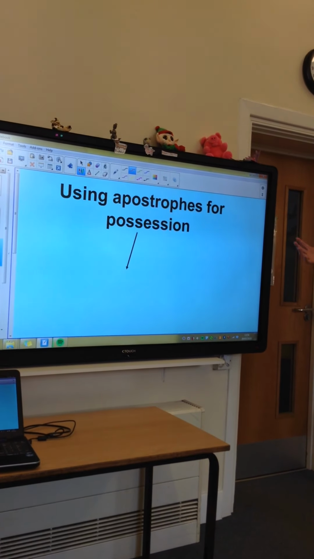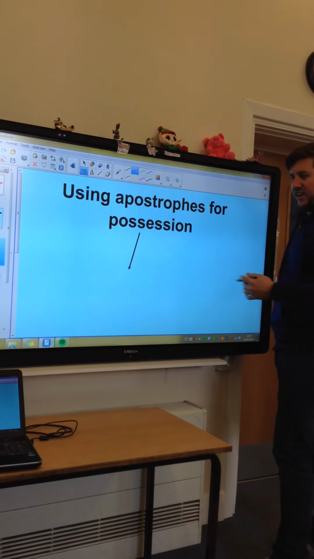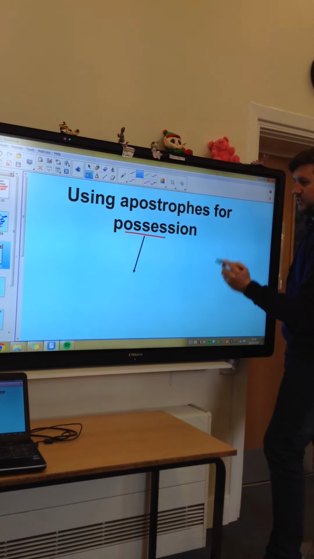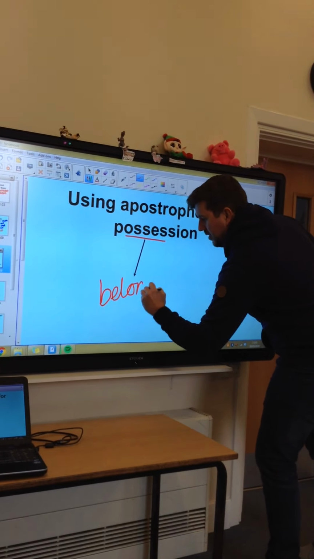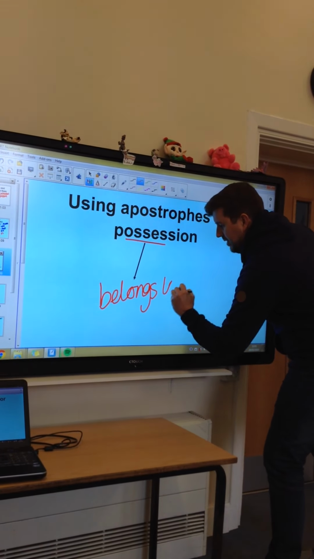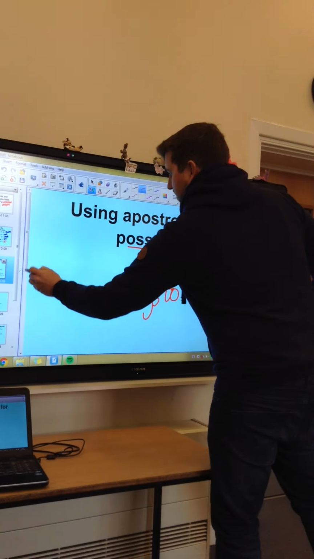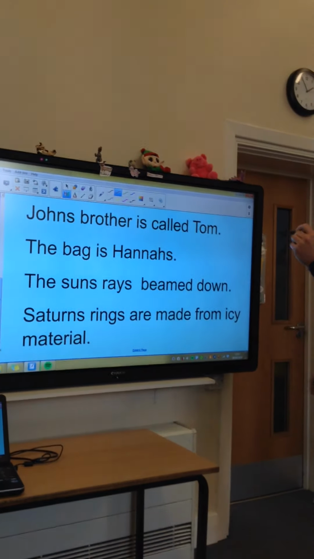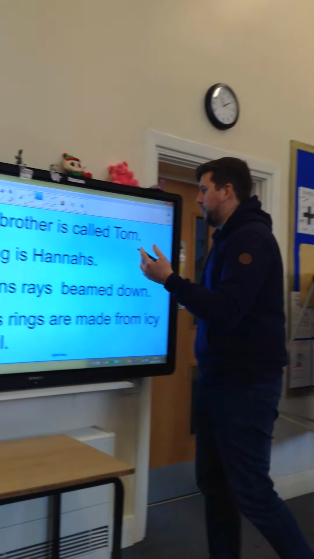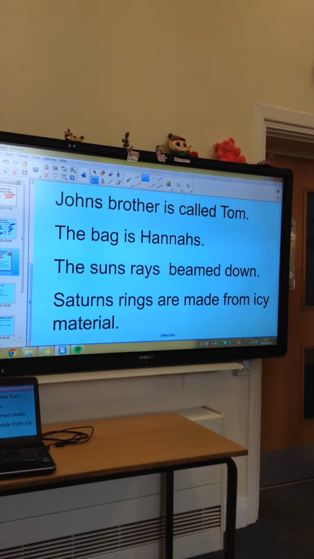Possession is the other form of reason we use apostrophes. And that word possession, look at that part there, to possess means that it belongs to. So we're going to look down at a few examples of this. So have a look at these couple of sentences. Where would we use an apostrophe to show the possession? What belongs to somebody? And we use it to show there.